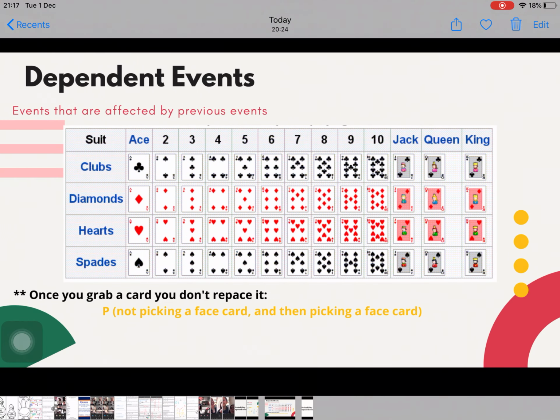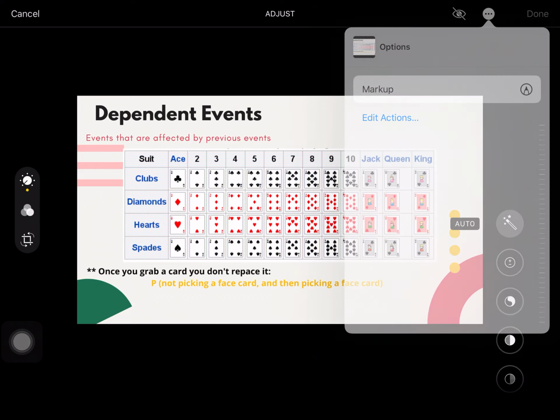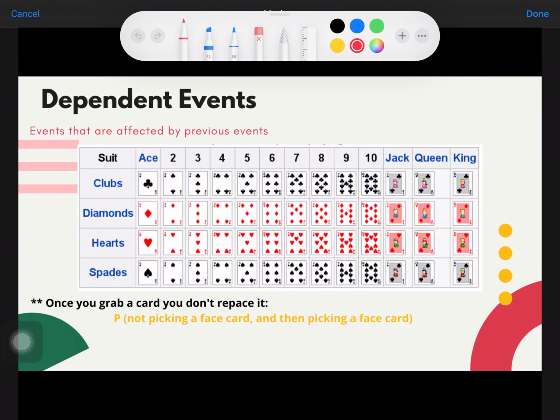Now, dependent events. Listen up. The definition is obviously the opposite of the other one. Guys, I'm scared that I'm not recording this. No, I am recording. Okay. So the dependent events are the opposite, the ones that are affected by the previous ones.